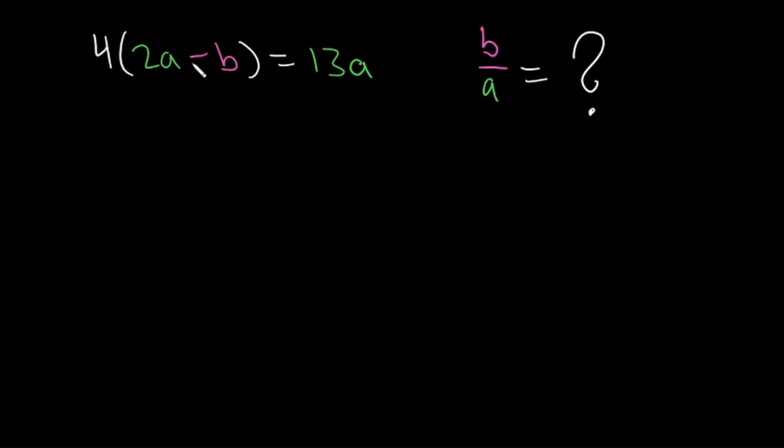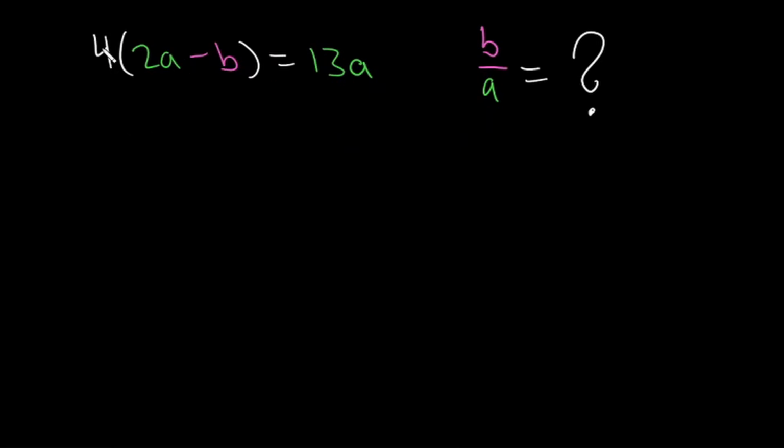4 times 2a minus b is equal to 13a. What is b divided by a? Again, we have two variables, we can't just solve for values and then plug them in, so we need to do some manipulation here. If we want b divided by a, we should first try to isolate b, and then we can divide both sides by a and get our answer. So let's see if we can do that.